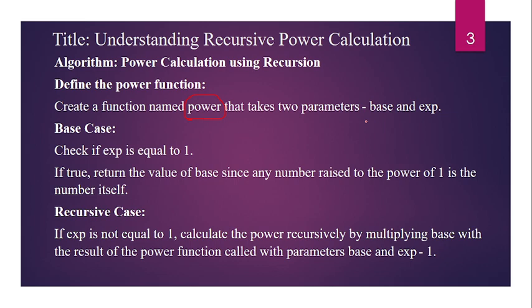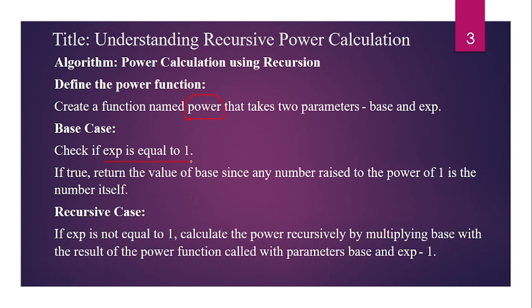Okay, once this input is given, it will check if your exponent is equal to 1. So if you have given 2 to the power 3 or 3 to the power 3, it will check whether the exponent, the value 3, is equal to 1 or not. If your input is like 3 to the power 1, then the exponent value is 1, so your base will be returned. So 3 is your answer.